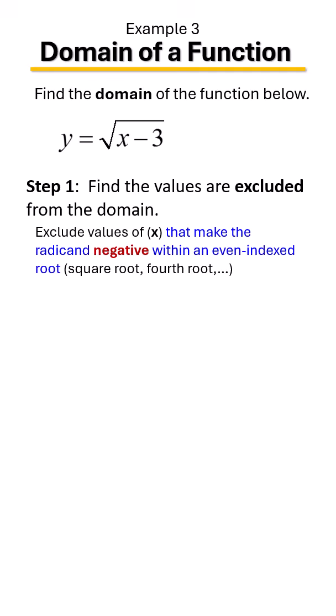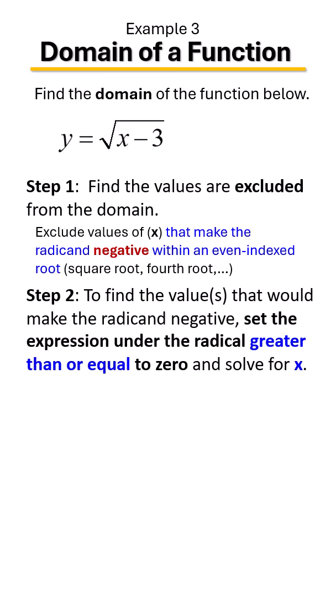Instead of setting it equal to 0, this time you're going to set it to greater than or equal to 0. And the reason you're setting it greater than or equal to 0 is because, remember, underneath you can have a 0. You just can't have a negative number. So we want a number that's greater than, or it can be 0. We still need to solve for x, so to solve for x, we're going to add 3 to each side.